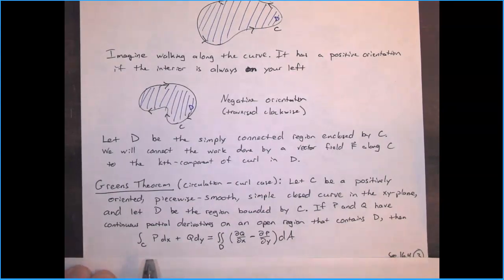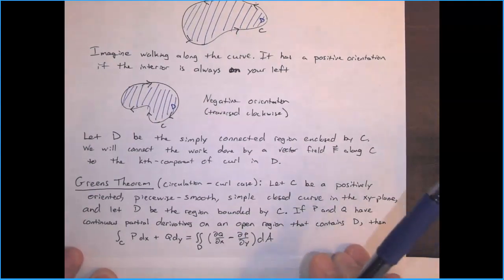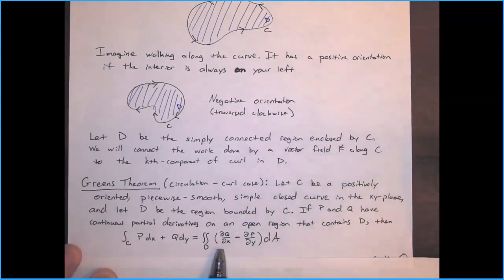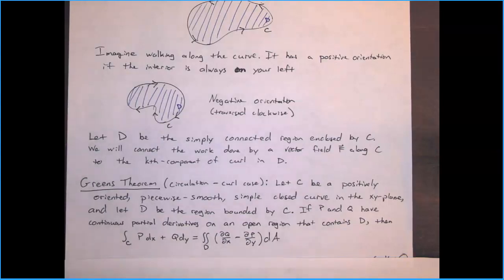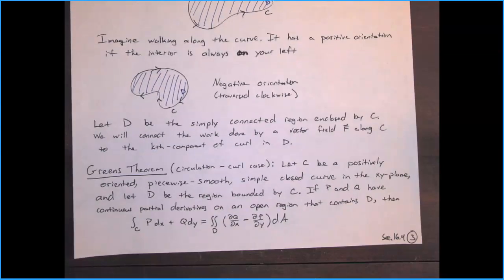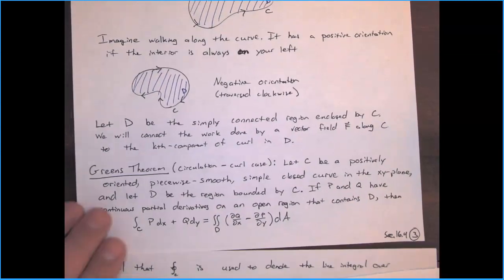holds. So this is the line integral over the closed curve, P dx plus Q dy. This is equal to the double integral of this k-th component of curl inside the region. All right, so this partial derivative of Q with respect to x minus the partial derivative of P with respect to y. Now we can simplify this notation a little bit, or just write it a different way.